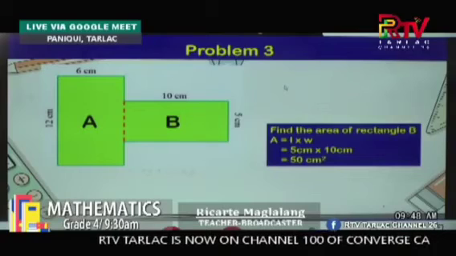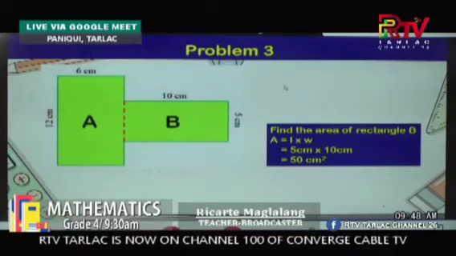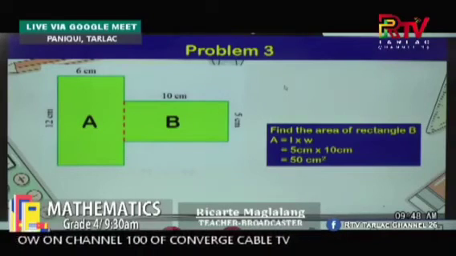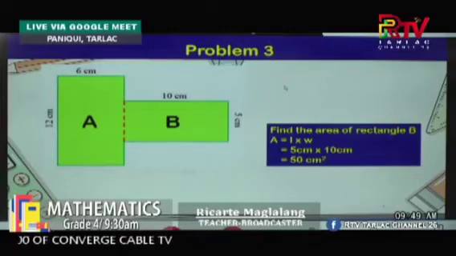Step 2, find the area of rectangle B, where A is equal to L times W. So length is equal to 5 centimeters and width is equal to 10 centimeters. So 5 times 10 equals 50 square centimeters.